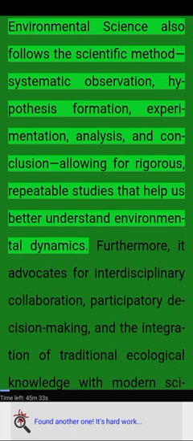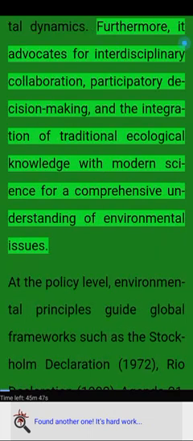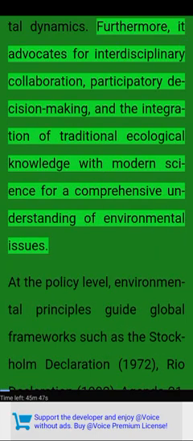Environmental science also follows a scientific method: systematic observation, hypothesis formation, experimentation, analysis, and conclusion, allowing for rigorous, repeatable studies that help us better understand environmental dynamics. Furthermore, it advocates for interdisciplinary collaboration, participatory decision-making, and the integration of traditional ecological knowledge with modern science for a comprehensive understanding of environmental issues.